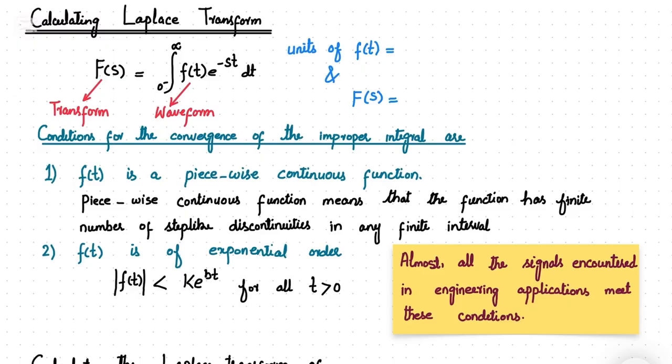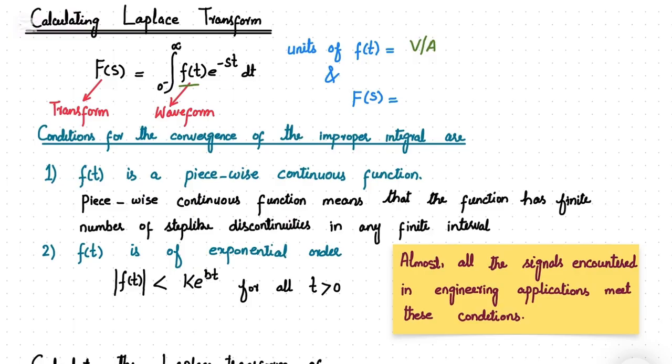Now, coming to the units of f of t. In electrical engineering, f of t would usually be a voltage signal or a current signal. The units of voltage are volts and the units of current are amperes. So the units of f of t in most cases in electrical engineering are going to be volts or amperes. When we transform the signal from the time domain to the complex frequency s domain, or take the Laplace transform, we multiply f of t by e raised to the power minus st and dt and integrate it.